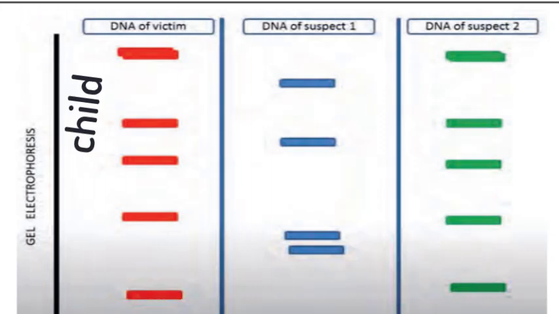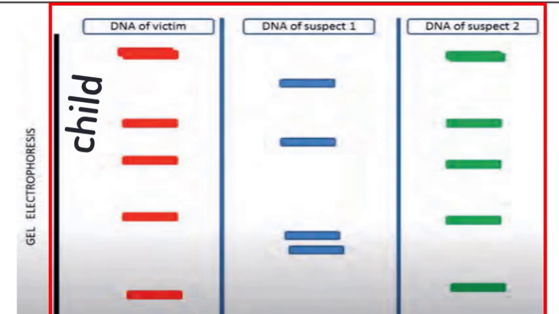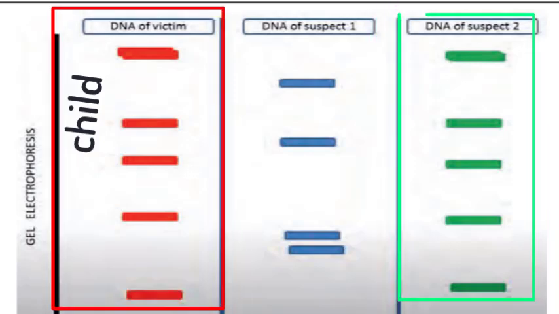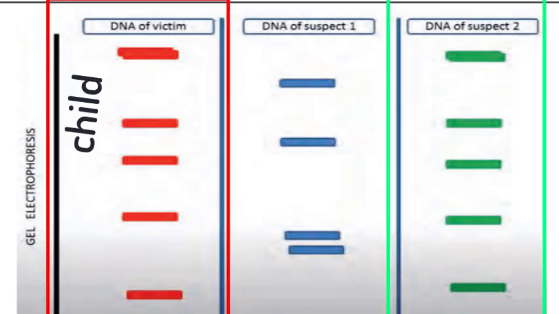To figure out the real biological father of this child, forensic biologists should take blood samples from the child, the mother, suspect 1 and suspect 2. Then analyze the DNA samples in the laboratory by using gel electrophoresis and produce DNA patterns. As you can see from the pattern in the diagram, who is the real father? So the real father is suspect 2 because suspect 2 has the same DNA pattern as the child.